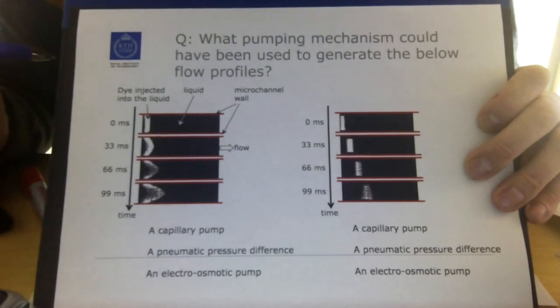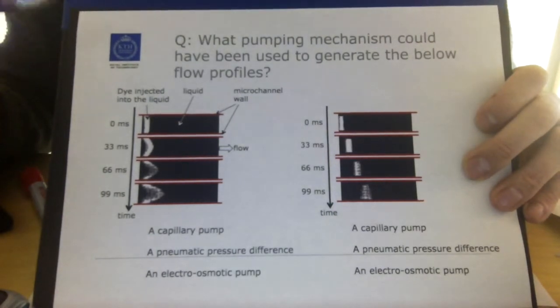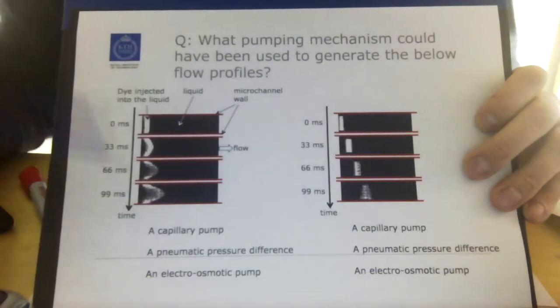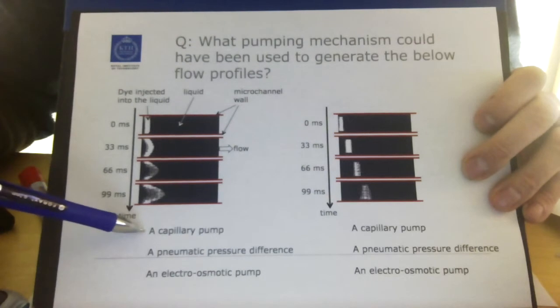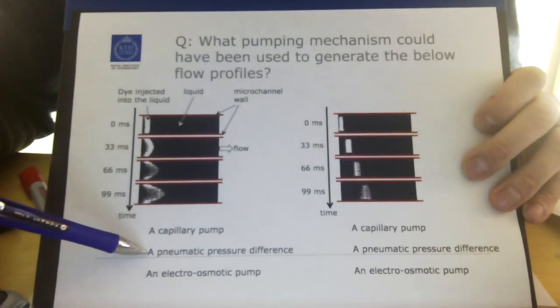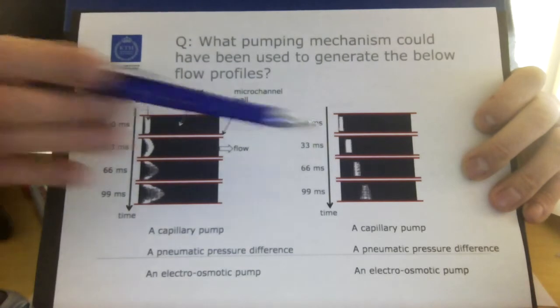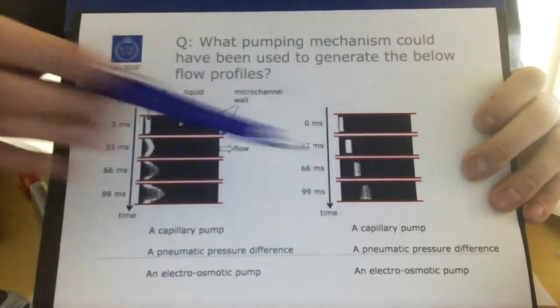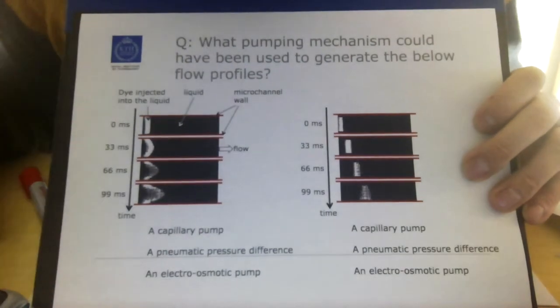And now the question is, what type of pumping mechanism could have been used to generate these specific flow profiles that I get? Can this be generated by a capillary pump? Can this be generated by a pneumatic pressure difference? Or can it be generated by electroosmotic flow, this kind of pumping? And I want you, for these two different flow profiles, to see which kind of pumping mechanism you think can generate this type of flow.